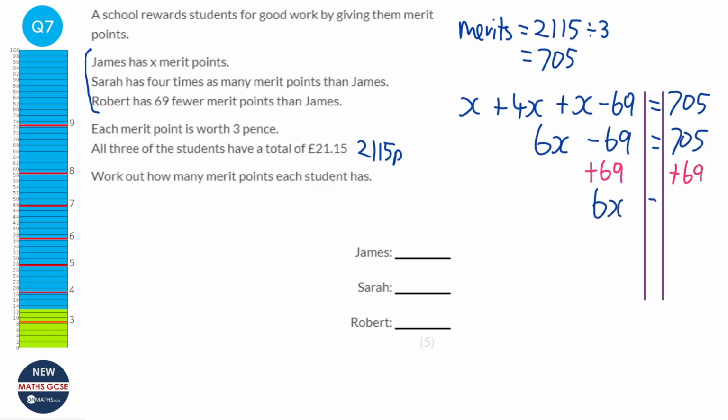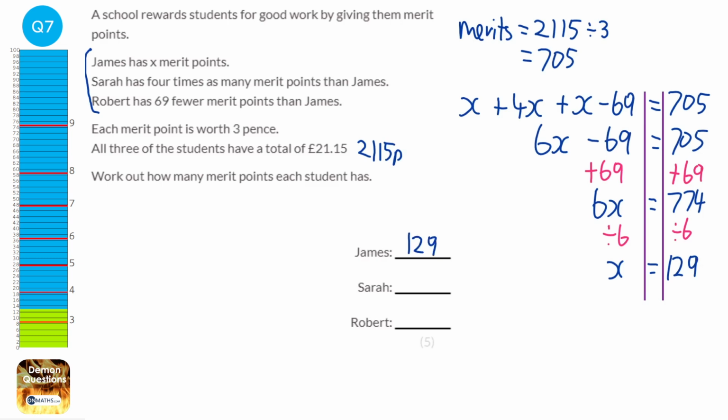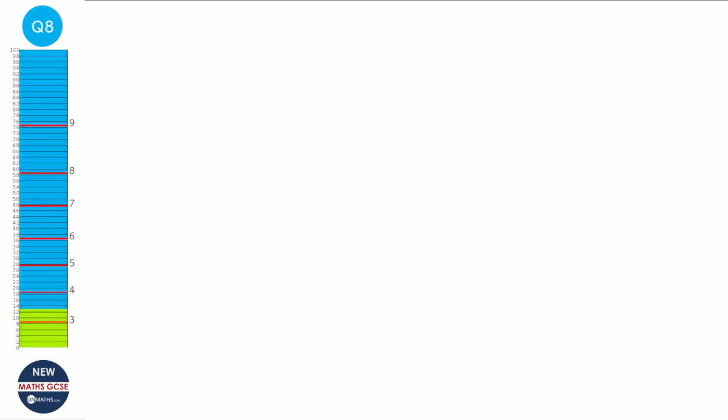So we've got 6x equals 774. Then we're going to divide by 6 both sides. And so we've got x equals 129. So x equals 129. That means James has 129. Sarah has 4 times more, so she will have 516. And Robert has 69 fewer, so we're going to take 69 away from that, and that will equal 60.